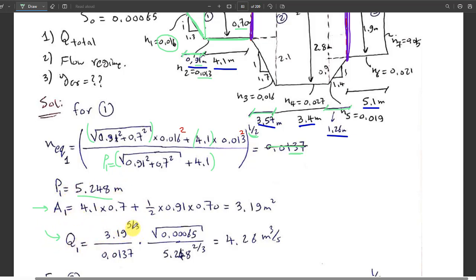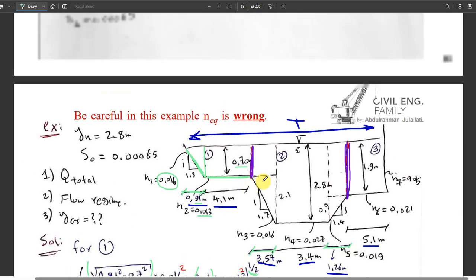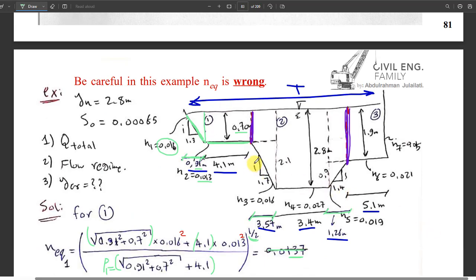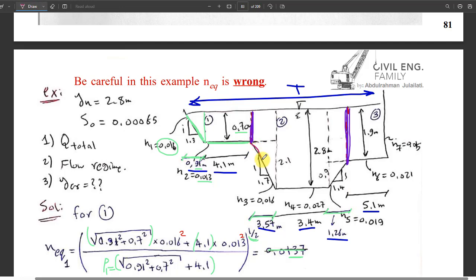the Manning equation, which is area to the power 5 over 3 divided by n equivalent. Here we needed the n equivalent, you see, times root of slope over perimeter to the power 2 over 3. We got the Q. Then for the other part, we need to get the n equivalent again. What is the n equivalent here? I should take the length of this part.